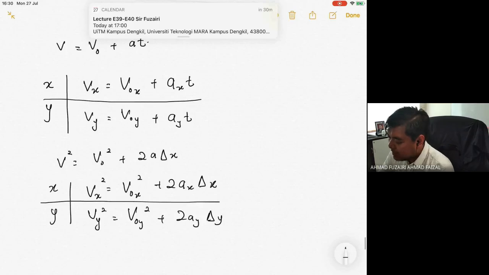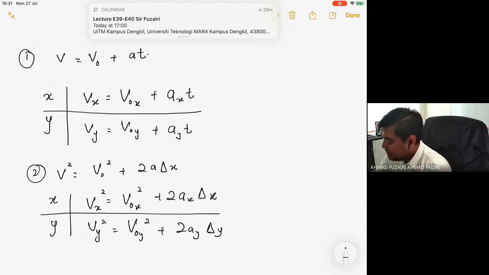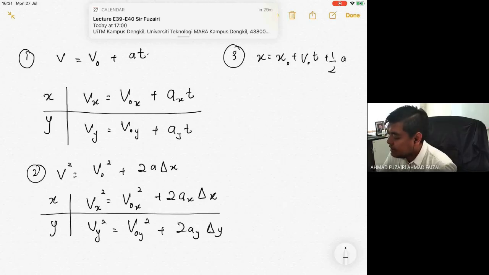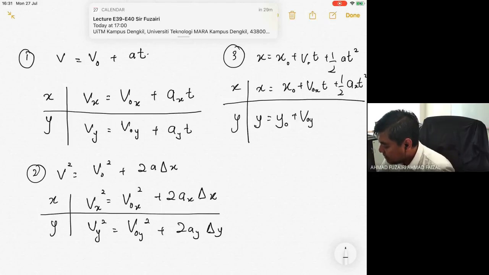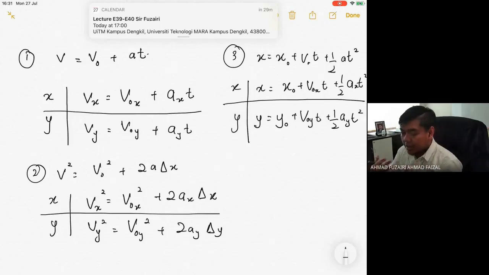So this is equation number one, number two, and number three. Okay, so x is equivalent to x naught plus v naught x t plus half a t squared. So in terms of x and y, what will happen? This one will become x equals x naught plus v naught x t plus half a x t squared. And for y, y equals y naught plus v naught y t plus half a y t squared. Okay, so that's how you expand.